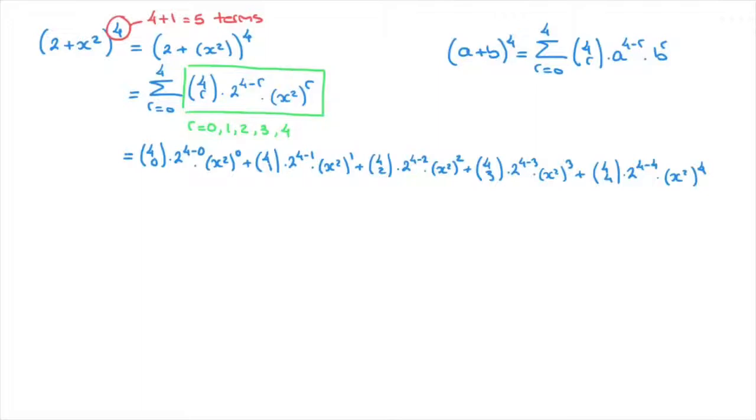And a good starting point for that is to tidy up these powers of 2 that we see here. So rather than 2 to the power of 4 minus 0, we'll have 2 to the power of 4. Instead of 2 to the power of 4 minus 1, we'll have 2 to the power of 3, and so on. So doing that leads to the following.